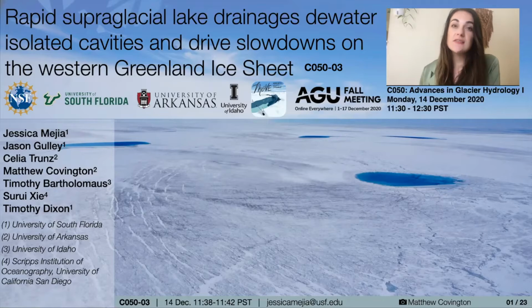Today, I am going to discuss how several superglacial lakes that drain rapidly slow sliding speeds at our field site several kilometers down Glacier in the Greenland Ice Sheet.